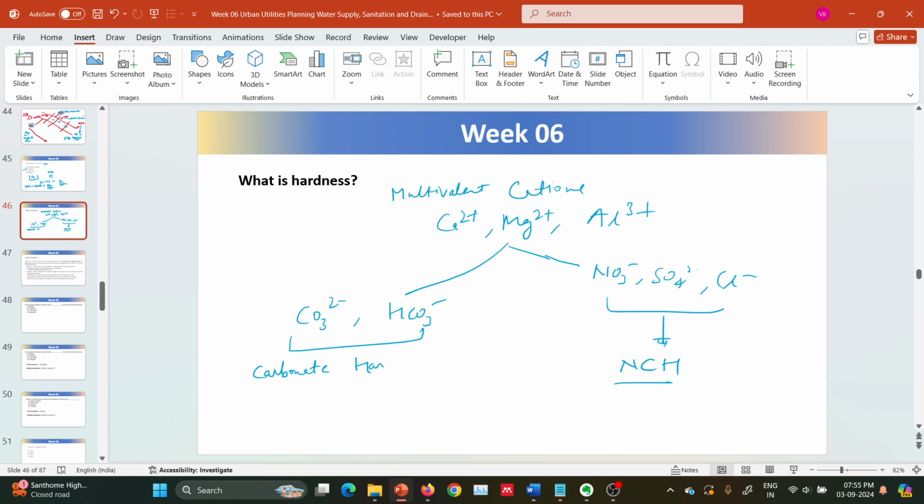Carbonate hardness means if you boil the water, you can see the precipitate. This hardness you can find at the bottom of the flask. While the non-carbonate hardness cannot be removed with the help of heating. So this is called non-carbonate hardness, and it is also called permanent hardness. This is called temporary hardness.